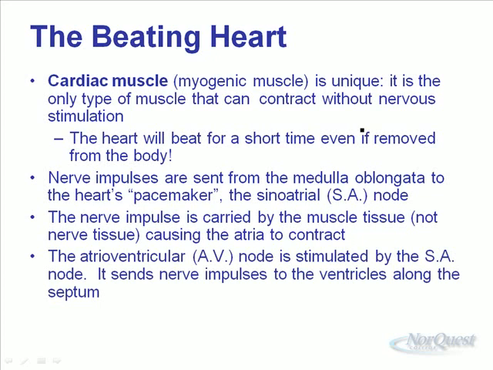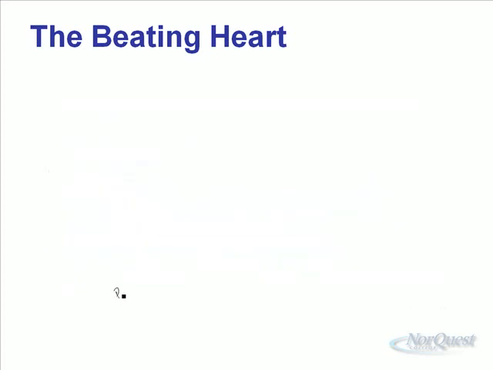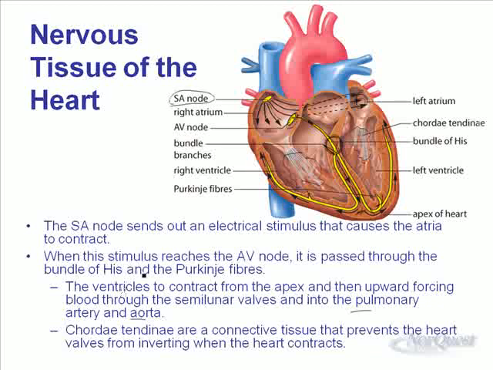The AV node is stimulated by the SA node. It sends nerve impulses to the ventricles along the septum, and this is through, well, I can't spell it, look at that. We'll go back one slide. There it is, Purkinje fibers.